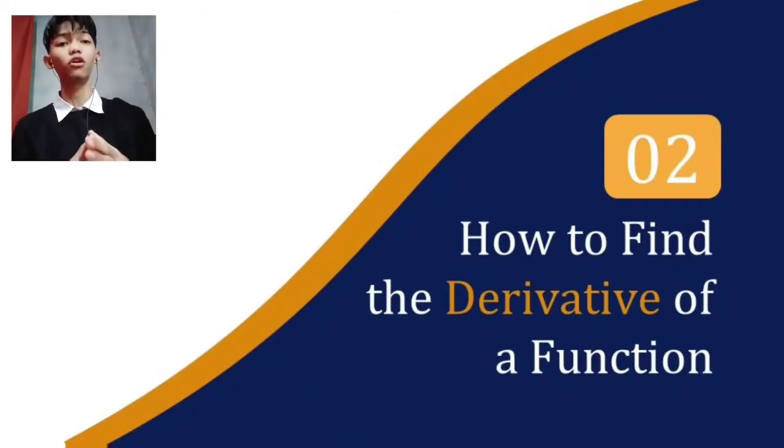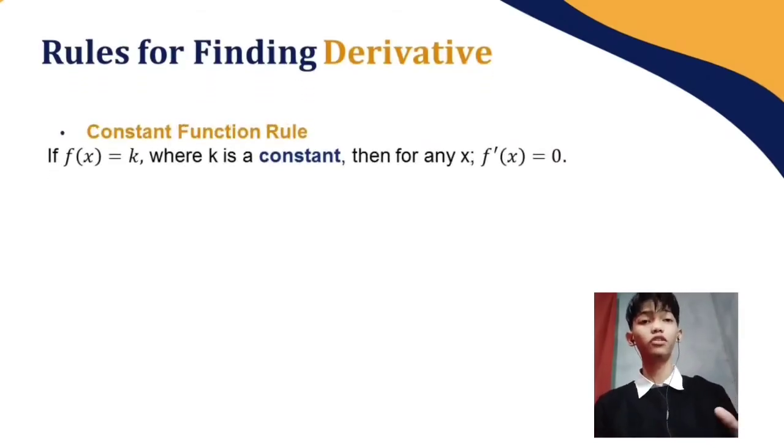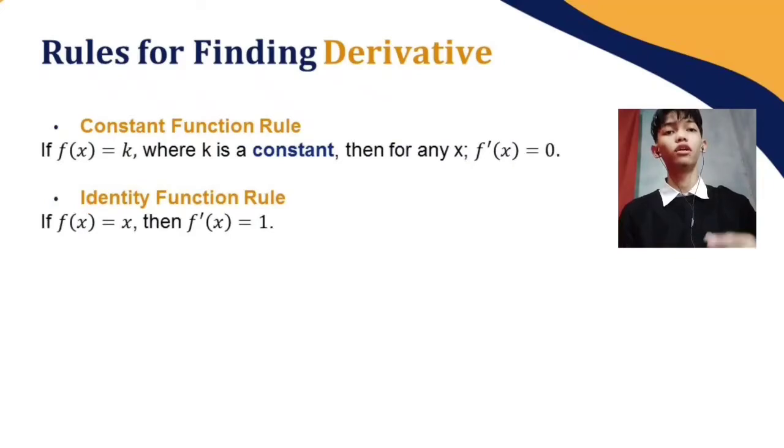In this topic, we will talk about the rules for finding derivative. The first rule is called constant function rule. That rule says if f(x) equals k, where k is a constant, then for any value of x, f prime x is going to be 0. Then the second rule, called identity function rule, says if f(x) is equal to x, then f prime of x is going to be 1.